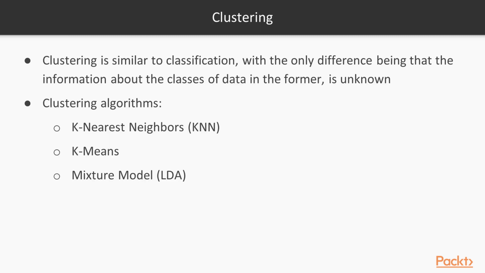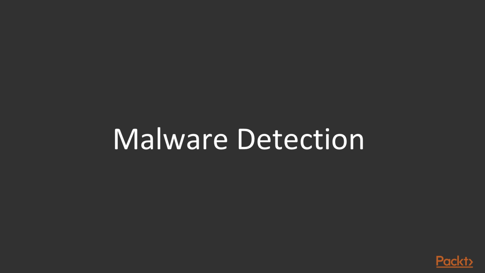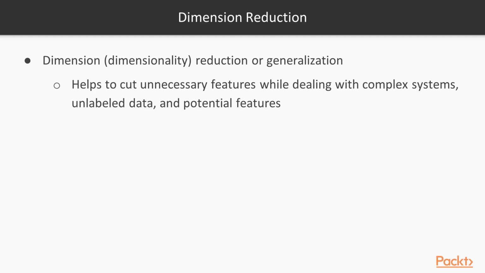Clustering is similar to classification, with the only but major difference: the information about the classes of the data is unknown. Solutions like malware detection may implement clustering to separate legal files from outliers. Dimensionality reduction or generalization is necessary if you deal with complex systems with unlabeled data and many potential features, such as face recognition. Dimensionality reduction can help to cut unnecessary features.